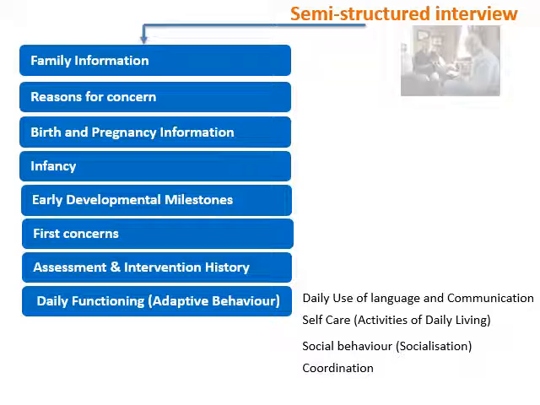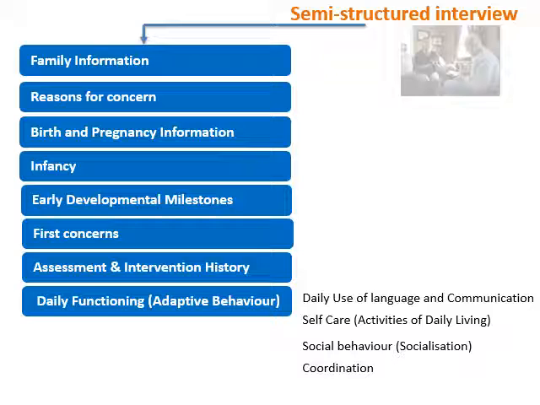We often refer to this as adaptive behavior. That is, what is their daily use of language and communication now? How are they dealing with the everyday activities of dressing, eating, feeding, toileting, playing? How are they dealing with going out into the community, getting in and out of the car? What's their social behavior like, and how are they showing appropriate social behaviors?